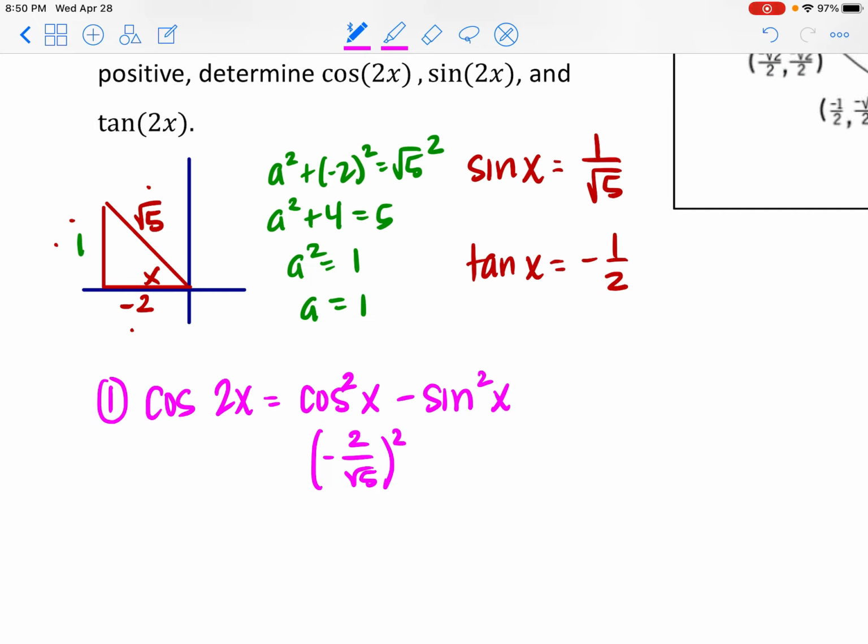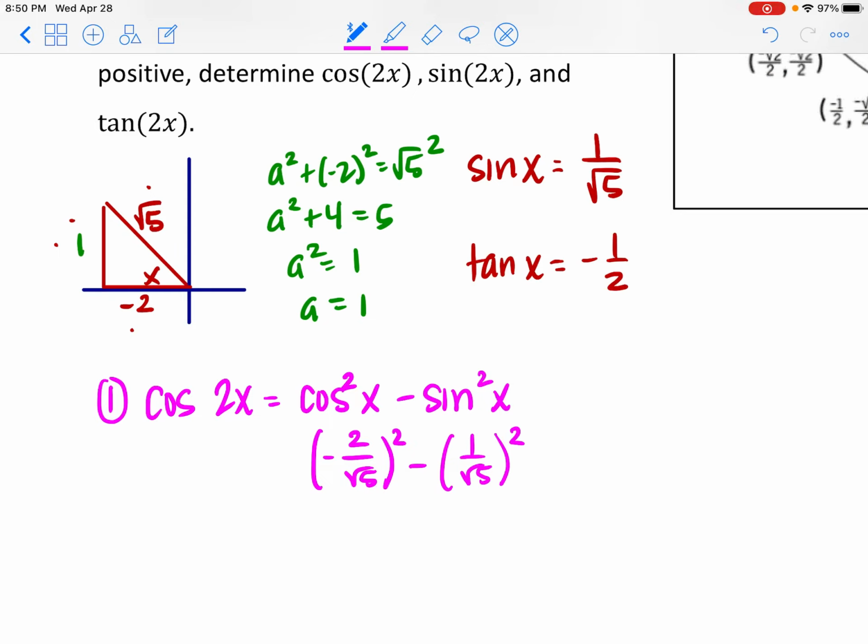So this is going to be negative 2 over radical 5 squared. Right, there's my cosine x. I just have to square that. And then sine, we figured out from our right triangle, was 1 over radical 5, and I'm going to square that as well. So I have values for sine of x and cosine of x. I square those. That's going to give me the value for cosine of 2x.